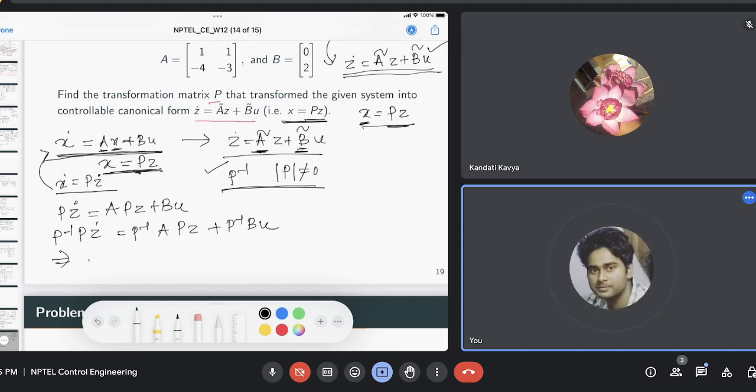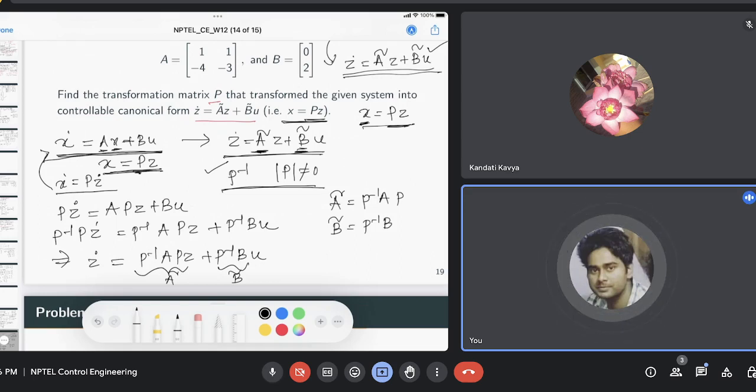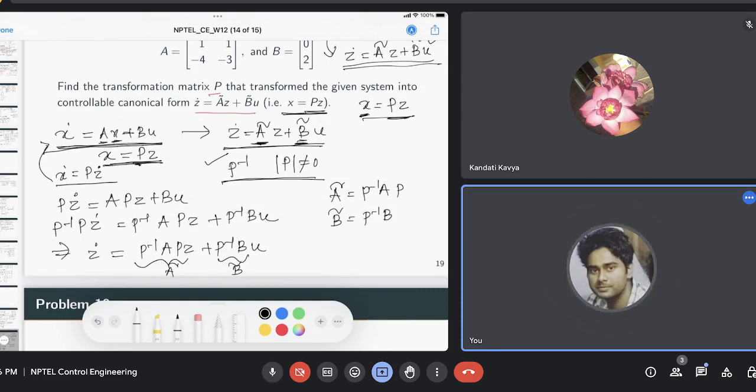You see that you have z dot equal to P inverse A P z plus P inverse B u. So you can now compare this with the desired form, and you see that this is A tilde and this is B tilde. So A tilde is P inverse A P, and B tilde is P inverse B. So this is one way. You are given the P matrix, then you can find the transformed form z dot equal to A tilde z plus B tilde u, where A tilde and B tilde are related to the original matrices by this form.